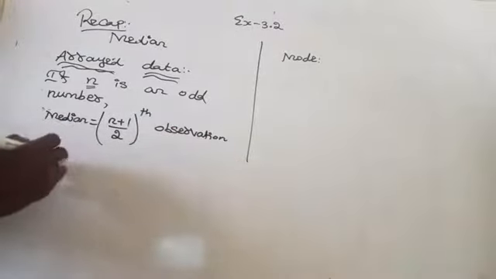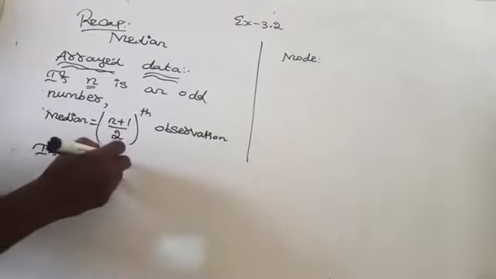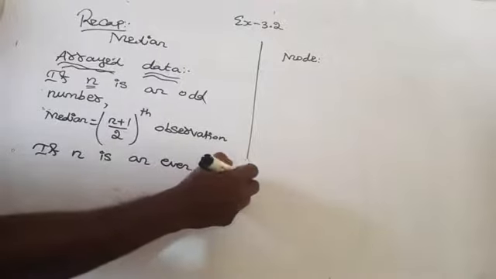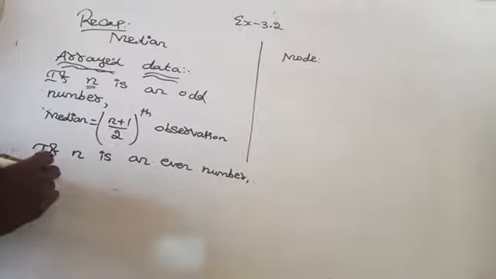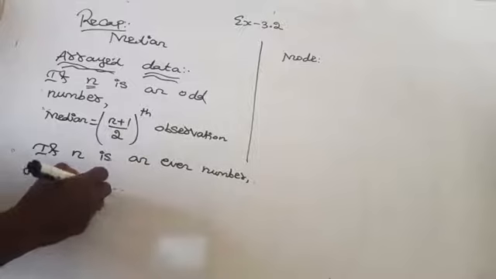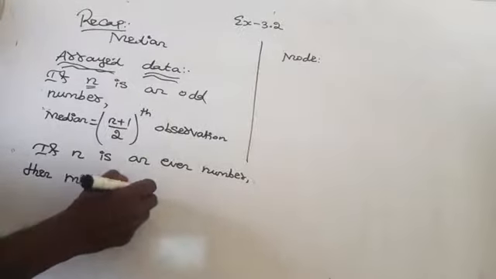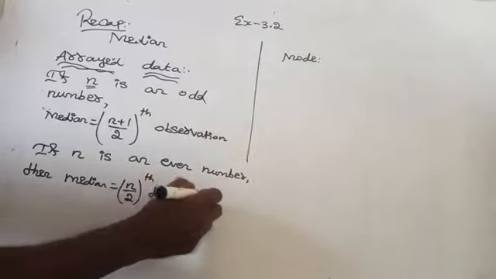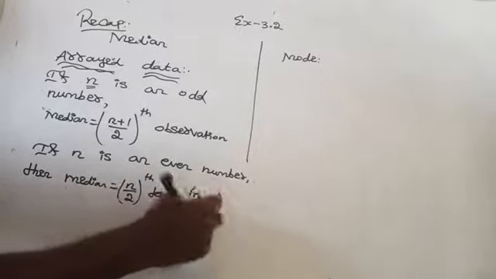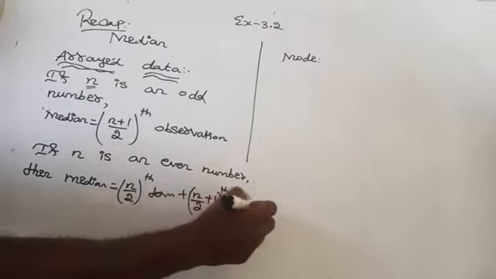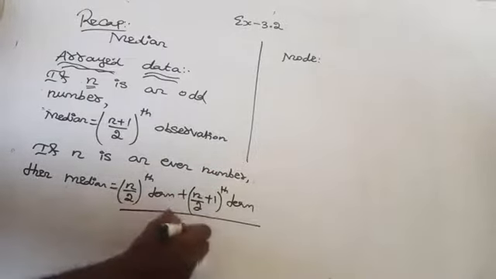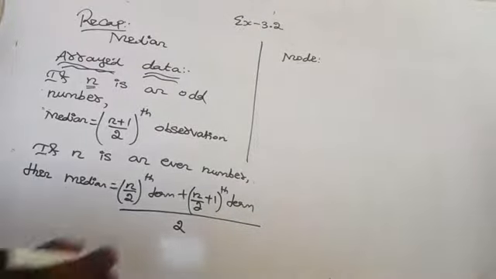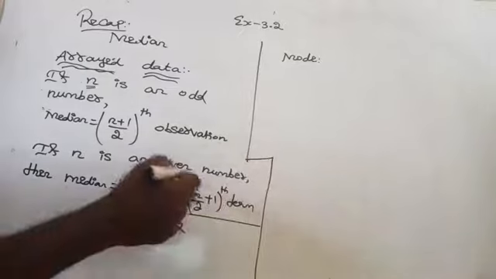Otherwise, if the given number of observations is an even number, if n is an even number, then median is equal to the n by 2th term plus the (n by 2 plus 1)th term, divided by 2. Am I right here? If n is an even number.